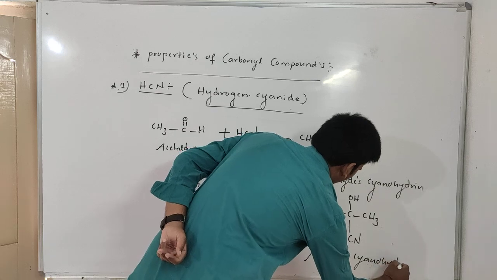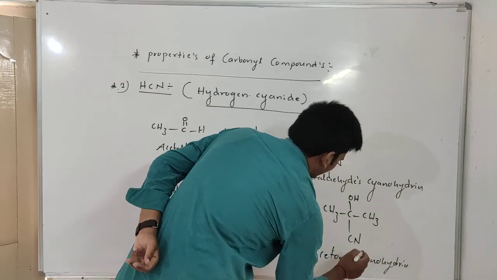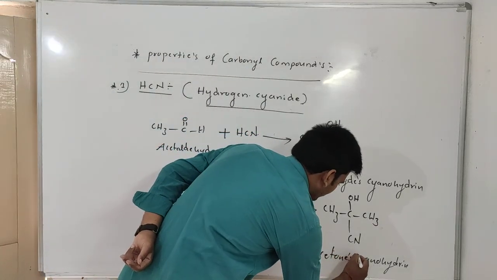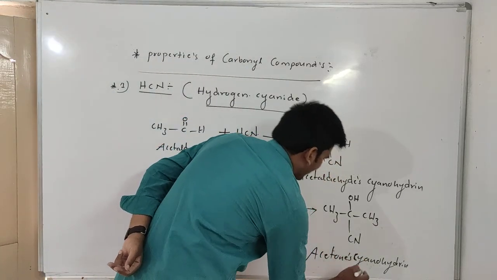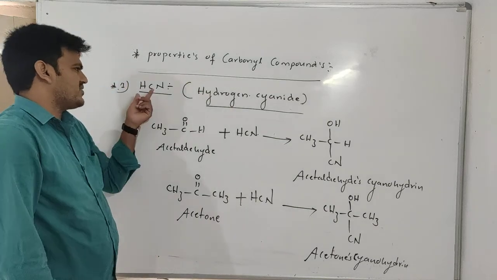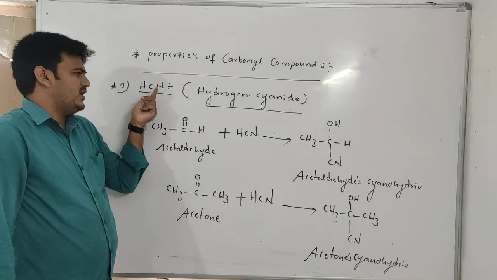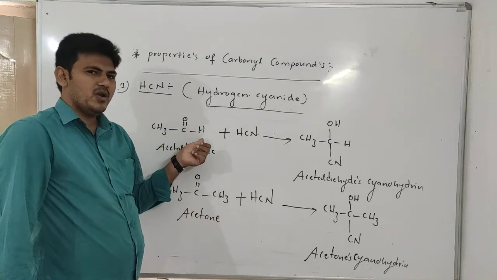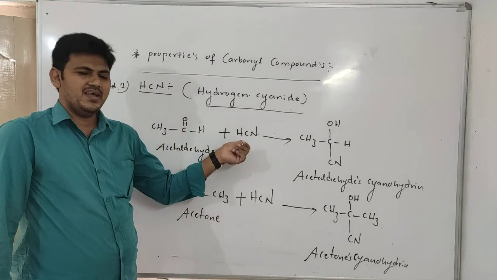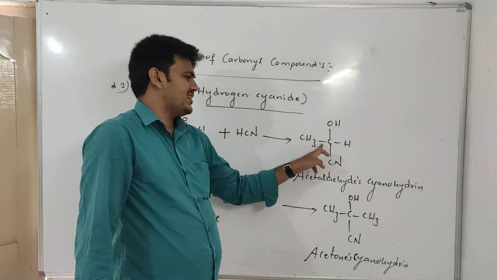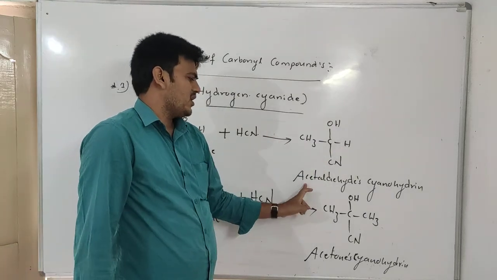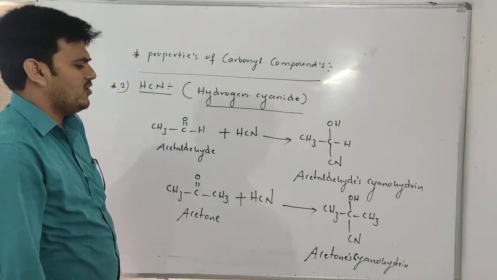Acetone cyanohydrin. The compound name is acetone cyanohydrin. First of all, react with hydrogen cyanide, formula HCN. Acetaldehyde, CH3CH=O, plus hydrogen cyanide, HCN. So very simple answer: CH3CH(O⁻H⁺), next CN. The compound name is acetaldehyde cyanohydrin.